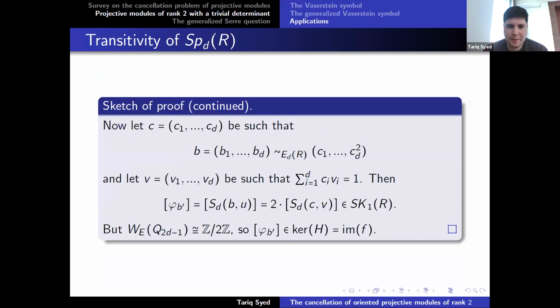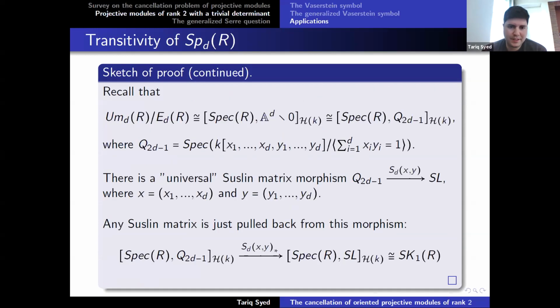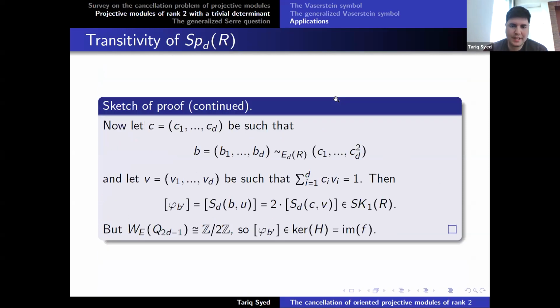So I'm basically leaving out these slides, maybe just to talk about the generalized Serre question. You basically show that this Suslin matrix is in this kernel, with some work, using the universal space representing unimodular rows and so on. But let's not do that to save some time.